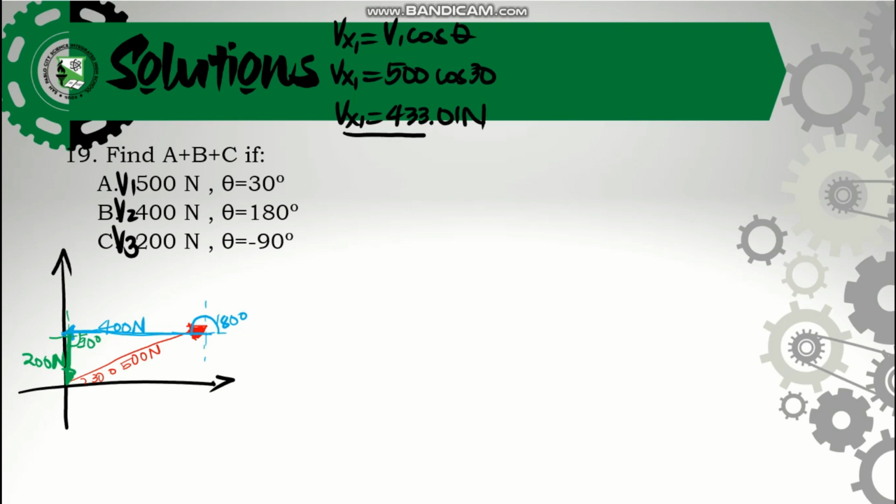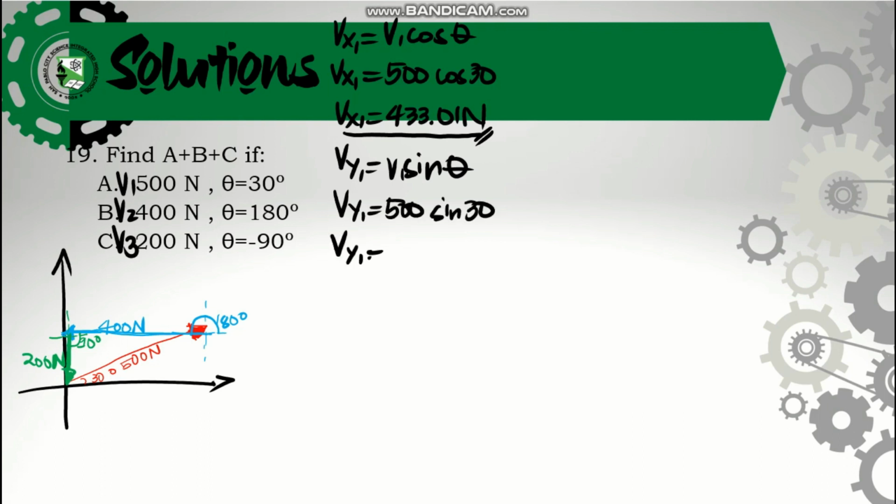Now, we're going to move on to the vector components. So for getting vector components, again for x components you will use cosine, and for y component you will use sine. So 500 cosine 30 will give you Vx1 equal to 433.01 Newton. In its y component, change cosine to sine, that will give you 250 Newton.